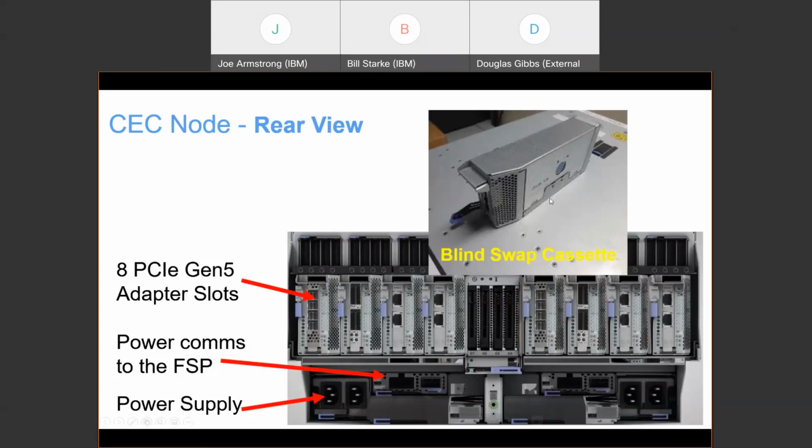They do take a blind swap cassette. Now, we're going to get into adapters pretty soon, and you can move adapters from Power 9 to Power 10. The same adapters will move. However, the blind swap cassettes cannot move from Power 9 to Power 10, so you need a Power 10 blind swap cassette. And then that adapter goes in the cassette, and then the cassette slides in and out of the back of here.